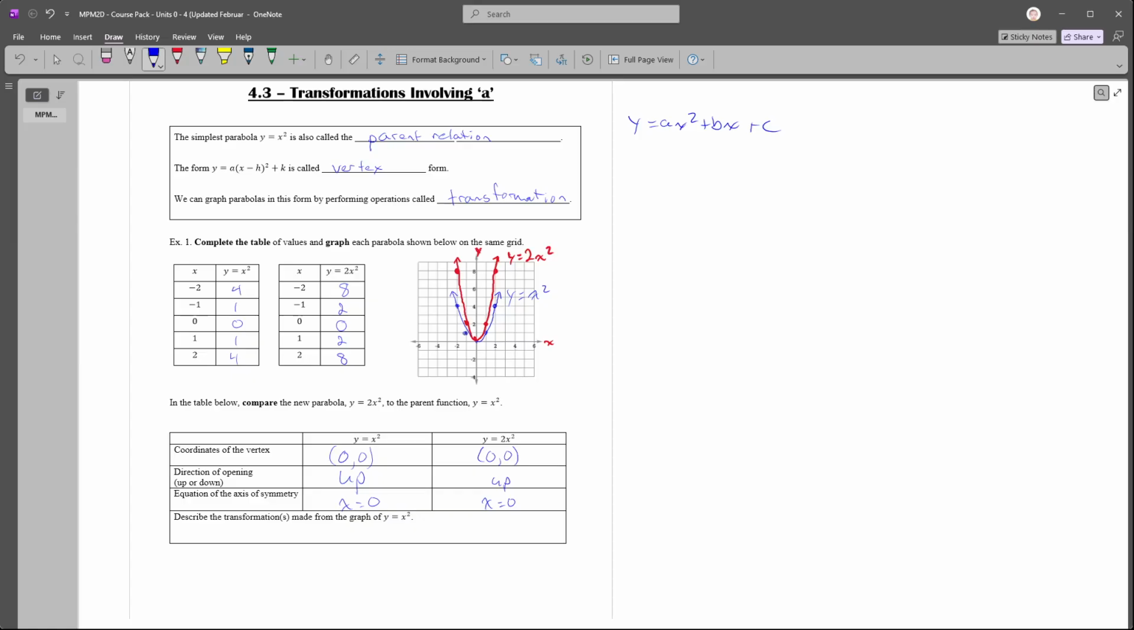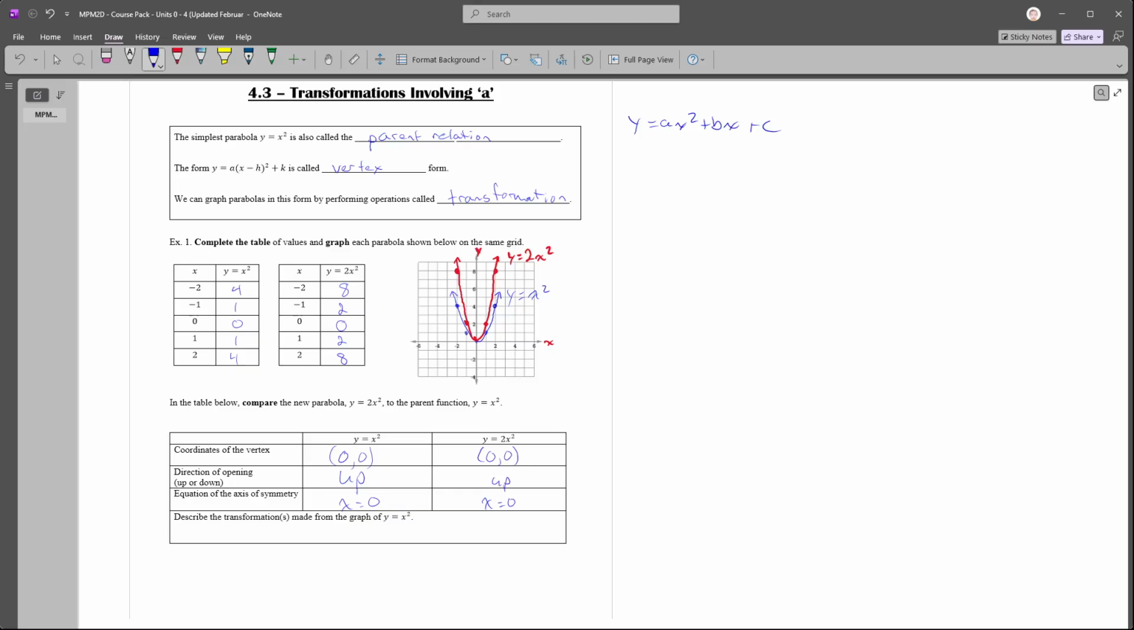Well, we can see that if you look at every single y component, it's kind of been stretched, like you're pulling an elastic. You've stretched it vertically by a factor of 2. So every y component was stretched vertically by a factor of 2.